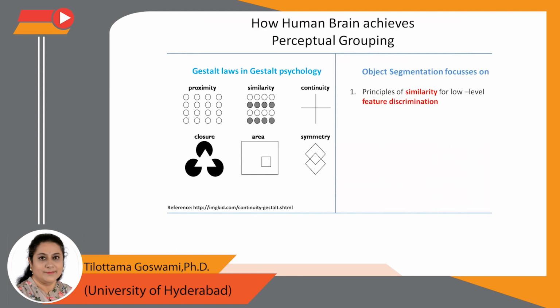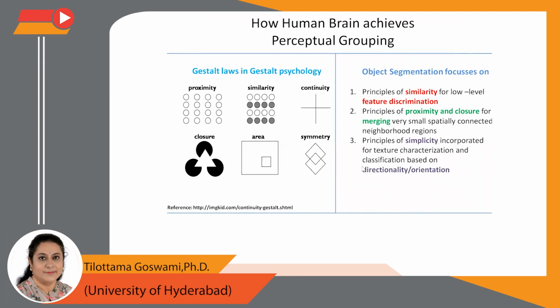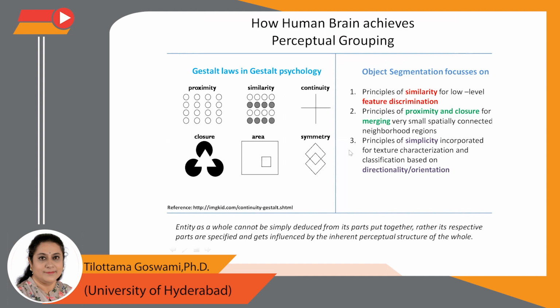Principles of similarity will be used for low level feature discrimination. Principles of proximity and closure are used for merging very small spatially connected neighboring regions. Principles of simplicity are incorporated for texture characterization and classification based on directionality and orientation. An entity as a whole cannot be simply deduced from its parts put together. Rather, its respective parts are specified and get influenced by the inherent perceptual structure of the whole.